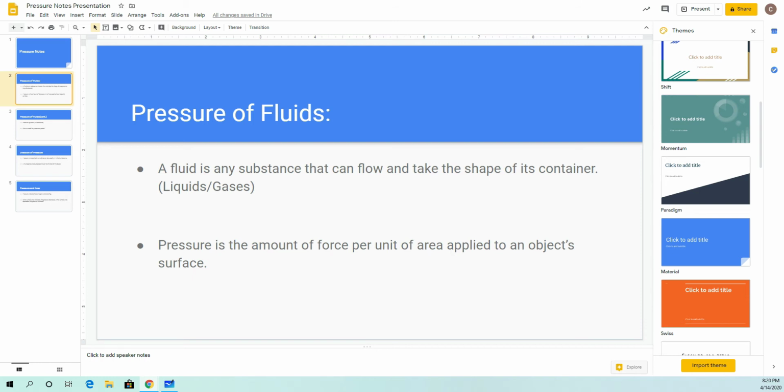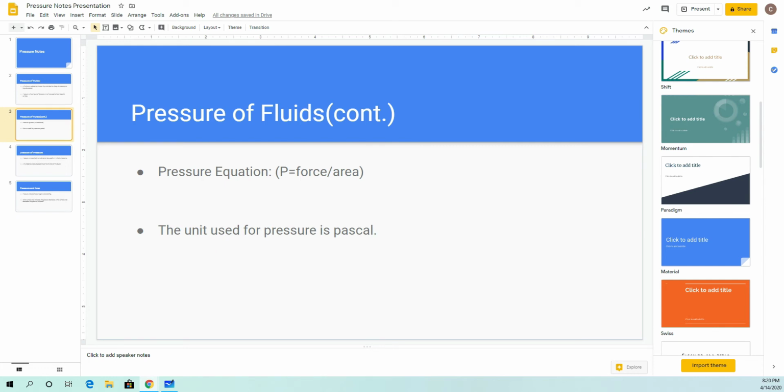And you also learned what pressure was in the video yesterday. Pressure's definition is the amount of force per unit of area applied to an object's surface. So it's the amount of force applied per unit of area of the object or the surface that the pressure is applying to. We'll get into more of that in a little bit.